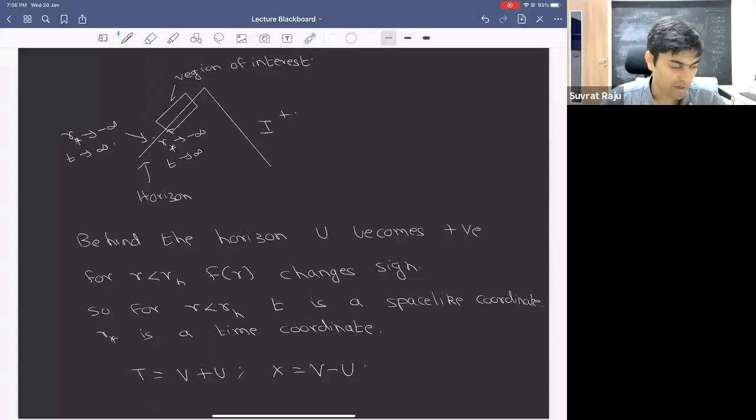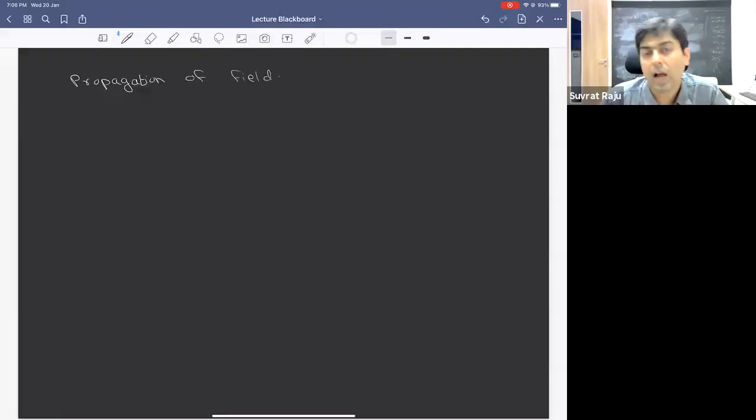Okay, so now the next thing we want to turn to is the propagation of fields in this geometry. So let's start by studying some massive scalar field, because that's a simple example to study. You can then generalize this to other kinds of setups and other kinds of fields. But this is the simplest example, and it in fact already captures all the essential things that we need to do. You could study the propagation of gravitons.